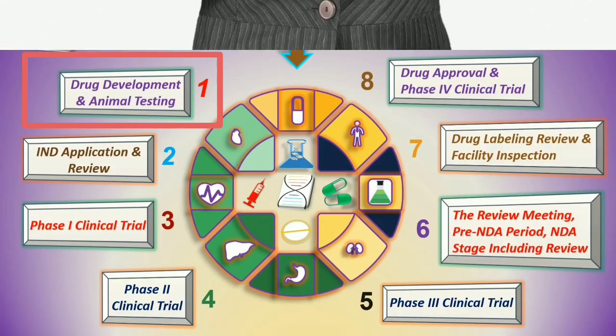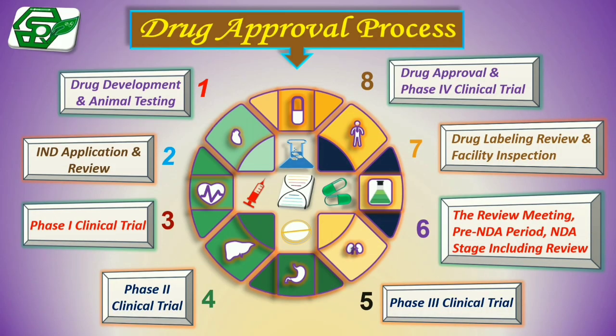Sponsor must test new drug for the toxicity on the animals. To gather the basic information related to the drug being investigated on safety and efficacy, multiple species are used in the study. Next step is Investigational New Drug Application and Review.